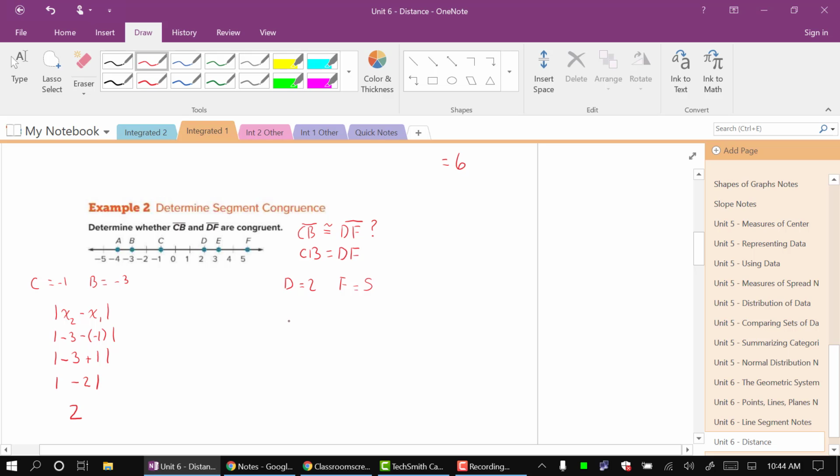Now let's come over here and solve for this one. We're again going to use x2 minus x1. My x2 is 5, so that's going to be 5 minus 2, which is 3, and 3 is 3 away. Well, 2 is not the same thing as 3, so CB does not equal DF. So these two are not congruent. And that's what we had to solve for.